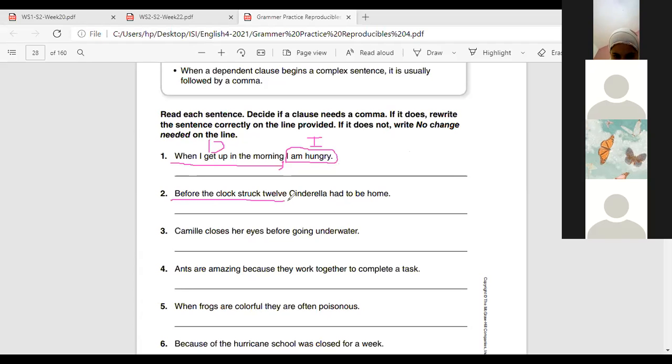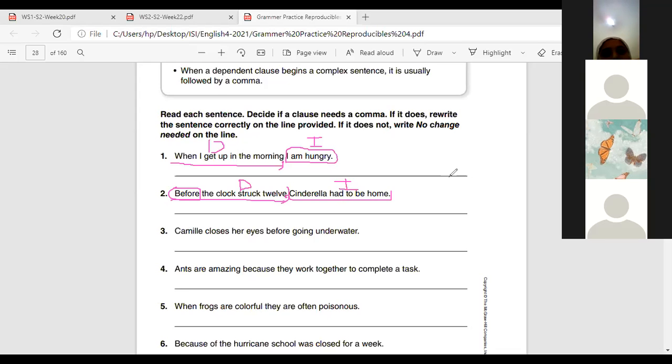No, vice versa. I mean the opposite. Before the clock struck 12 is the dependent. Why? Because it starts with the subordinating conjunction before. And it's like a baby, it needs support. Cinderella had to be home is the independent. You see, Lana, the part that starts with the subordinating conjunction is the dependent clause. But the one that doesn't have a subordinating conjunction is the independent clause. So what must we do? Since we started with the dependent clause here, we must add a comma after the dependent clause. Yes, we have to add a comma. So, thank you, Lana.